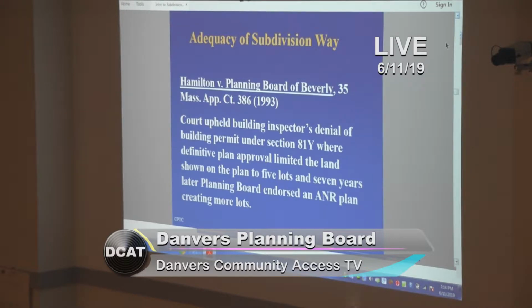So when you have waivers that have been granted on the original subdivision approval, and one of the conditions of the waivers, as you know, you're allowed to condition a waiver on no further subdivision. If one of the conditions of the waiver is no further subdivision, and then there's a further subdivision, then you can use that as grounds for denial of A&R endorsement.